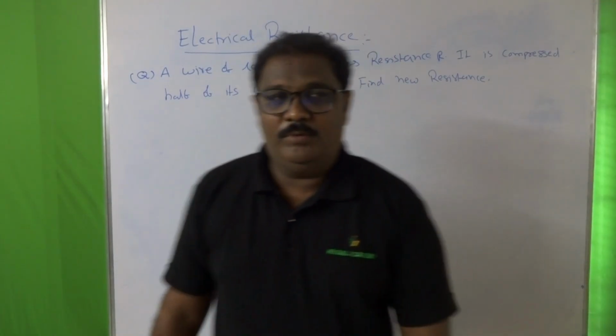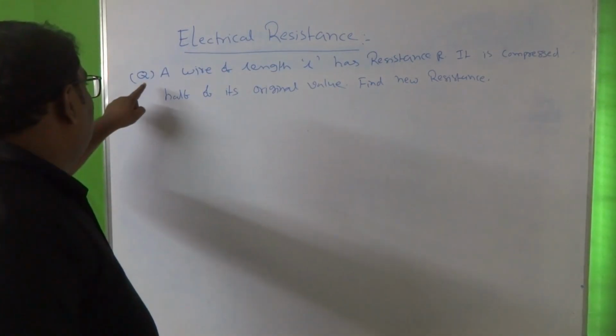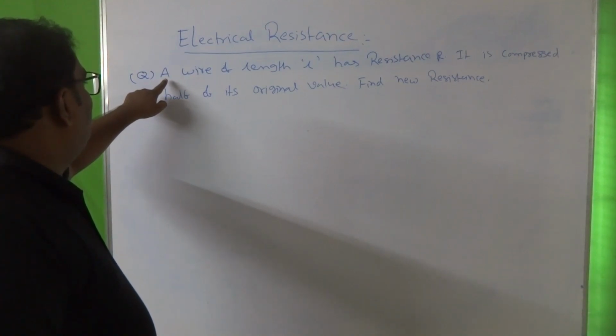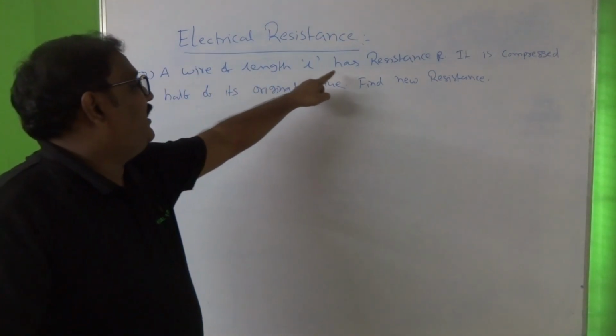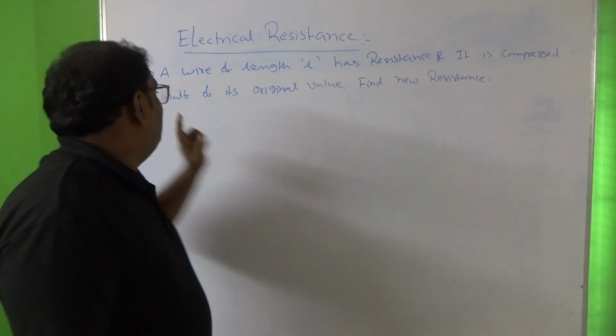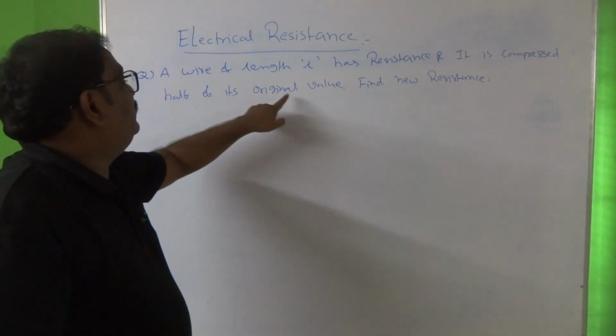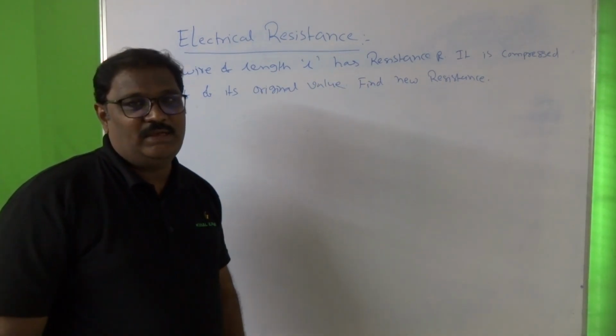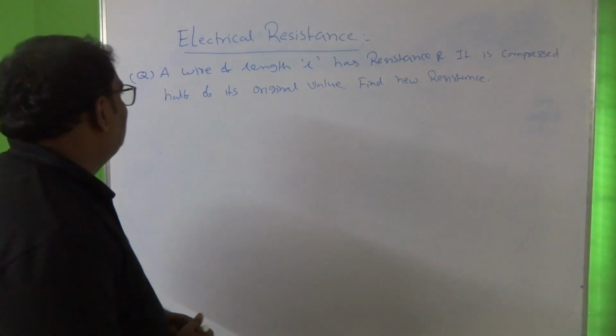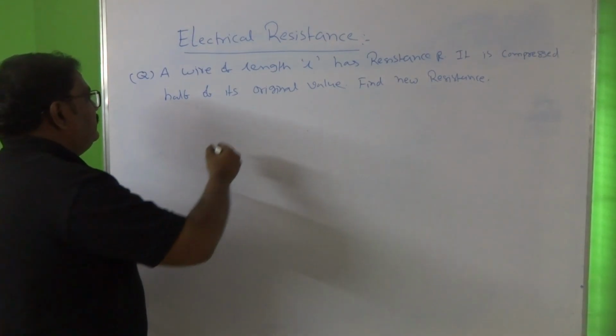Next, second problem. So this is the second problem. A wire of length L has resistance R. It is compressed to half of its original value. Find the new resistance value. So how do you calculate the new resistance value? See here.